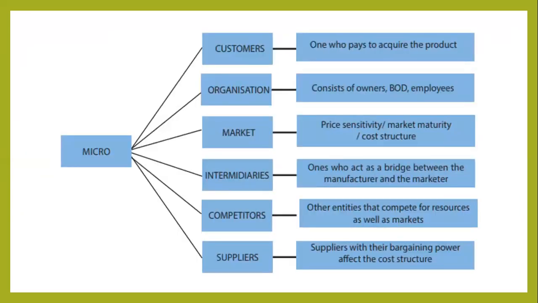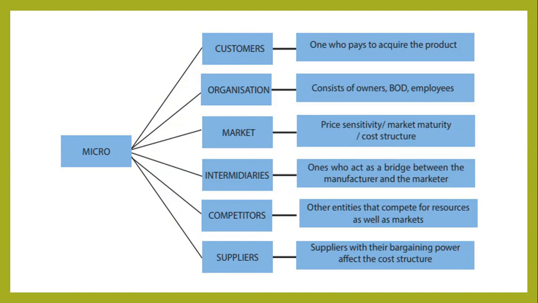Okay, so talking about the micro environment. The micro environment consists of all these things. The customers, as you know, are people who actually pay money to acquire the product. Then you have the organization, which consists of the shareholders, the board of directors, the employees. Then you have a market, and the market in turn is influenced by the price of a product, the demand of a particular product, and market maturity. That means to what extent the market is really mature for a particular product or not.